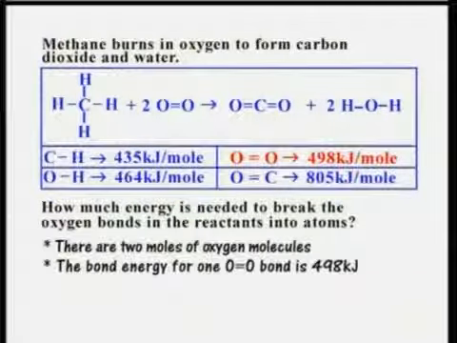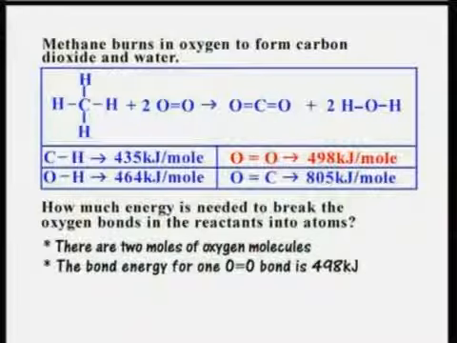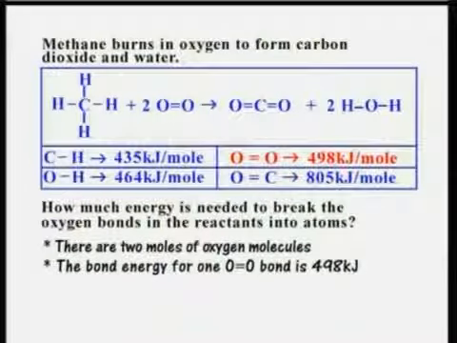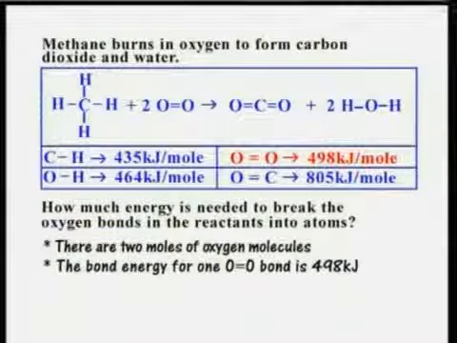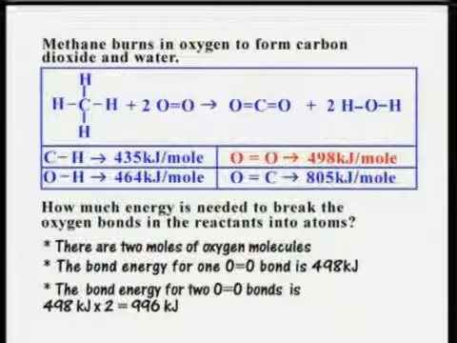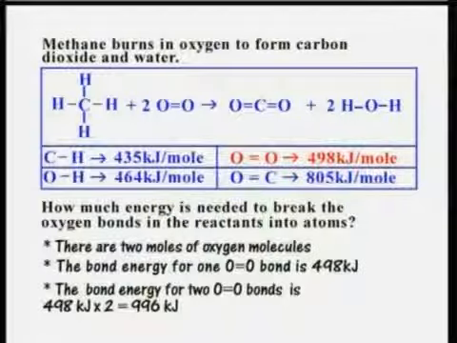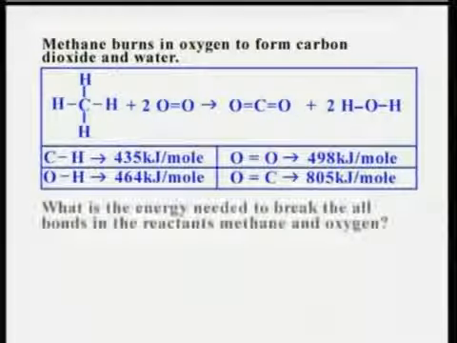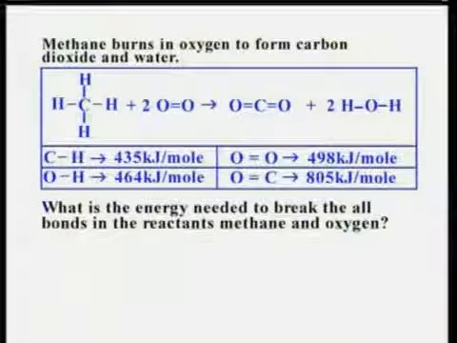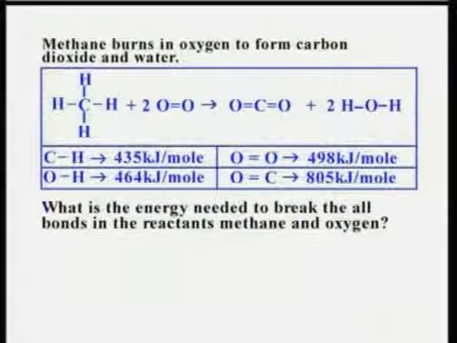There are 2 moles of oxygen molecules. The bond energy for one OO double bond is 498 kilojoules. So multiply this by 2 to give the correct answer, 996 kilojoules. What energy is needed to break all the bonds in the reactants, methane and oxygen?